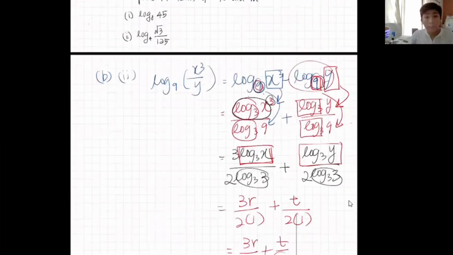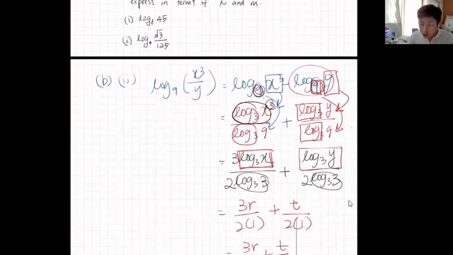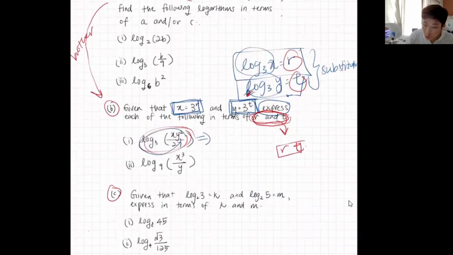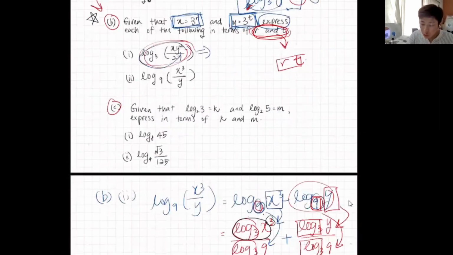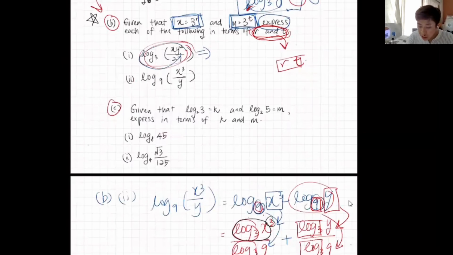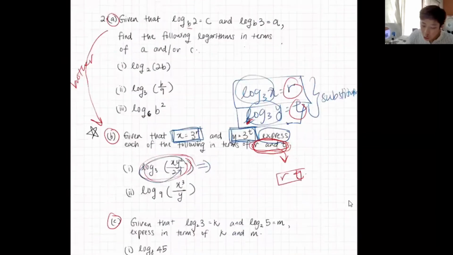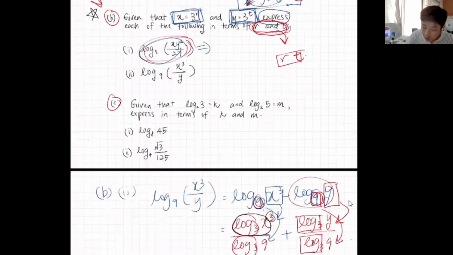Actually question C is very, very similar to question A. Question B is a tough one, so I'll put a star here and highlight it. Question B is the harder one. Question C is similar to question A, you just break things up. But in question A you use unknowns, in question C you use numbers.